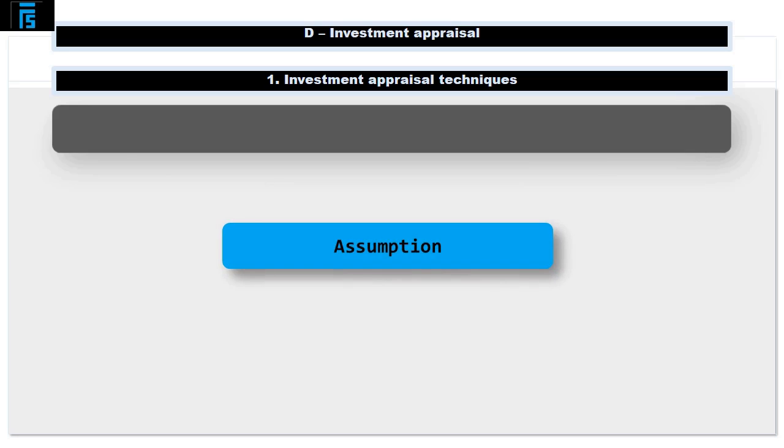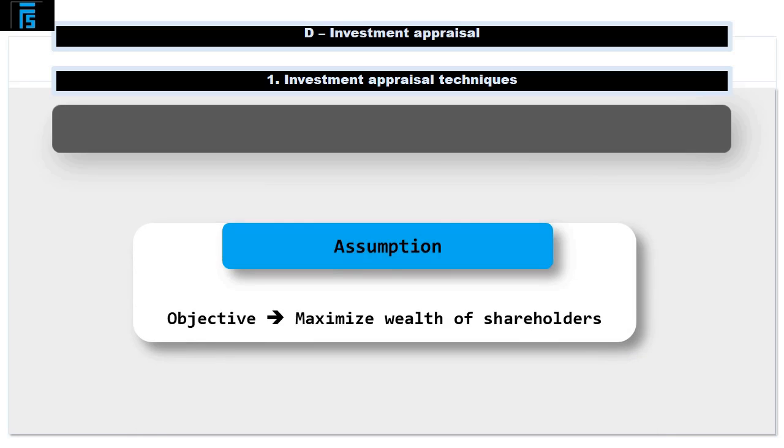Let's start off by making a key assumption. We're going to assume that we're trying to maximize the wealth of the shareholders. There are many reasons why businesses may invest: to secure growth, to achieve a non-financial goal or social purpose. But we're going to assume the deciding factor behind do we go ahead or not is, will it create wealth for the shareholders? If it will, let's go ahead. If it doesn't, let's not.